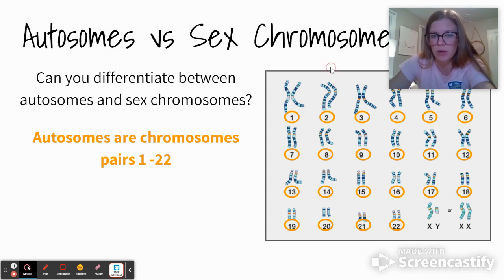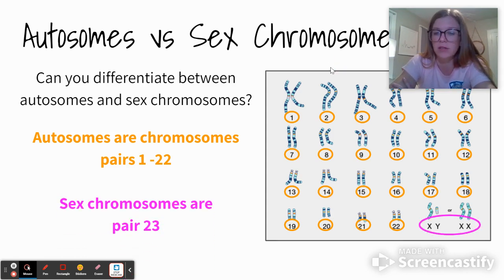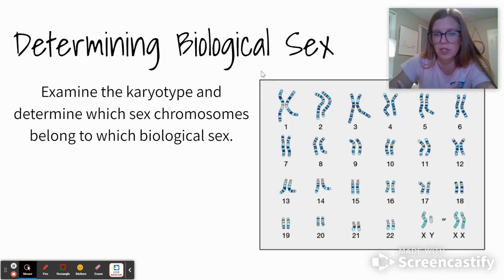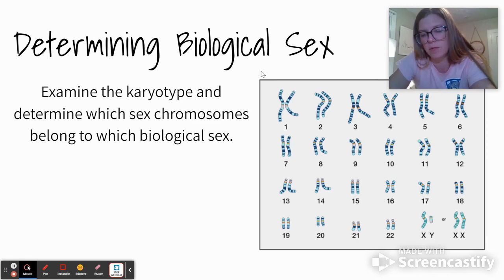Then at site 23, this is where we have our sex chromosomes. Our sex chromosomes will always be at that 23rd pair, so you've got to remember that. And then we're going to jump into differentiating between biological sex. So next thing I want you to do is take a moment to pause and remember what each sex chromosome represents. If you're looking at that karyotype, take a moment now to remember what XY represents and what XX represents.